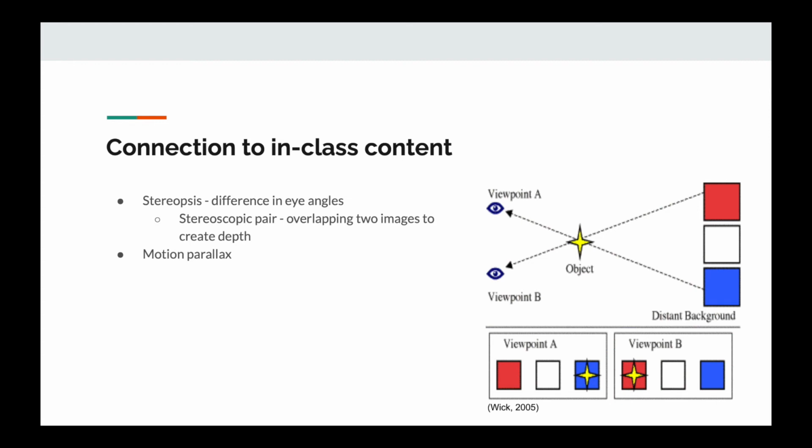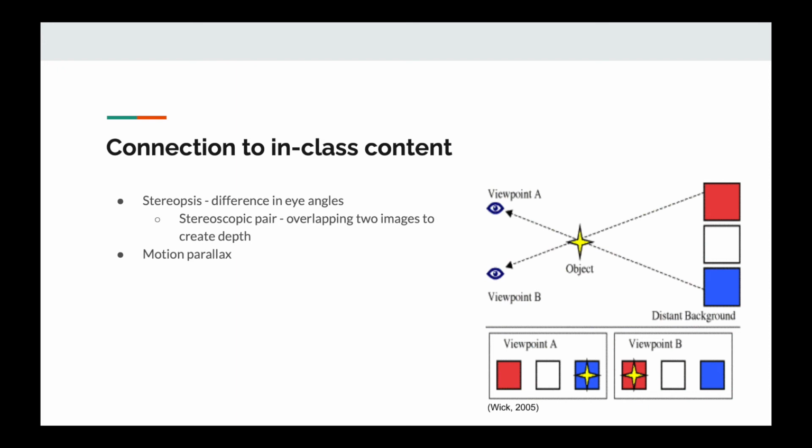There also is motion parallax, which to the right you'll see a photo of. This is basically an explanation of what it looks like. So I'm sure as you've been walking by, you've noticed that a tree will move faster than maybe a mountain in the distance. And that is a perfect depiction of motion parallax. So in the photo, you'll see from viewpoint A, that object would appear on the blue square. But if you are at viewpoint B, it would appear on the red square. And that basically is just that depending on your viewpoint, closer objects cover up different parts of the background.